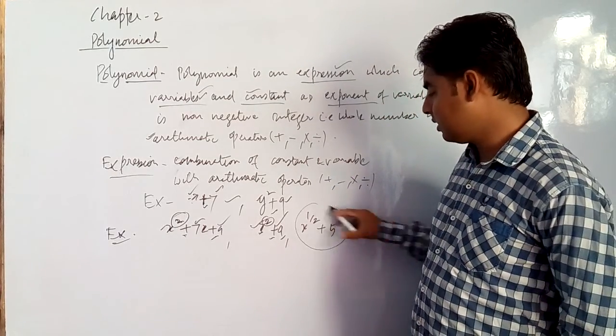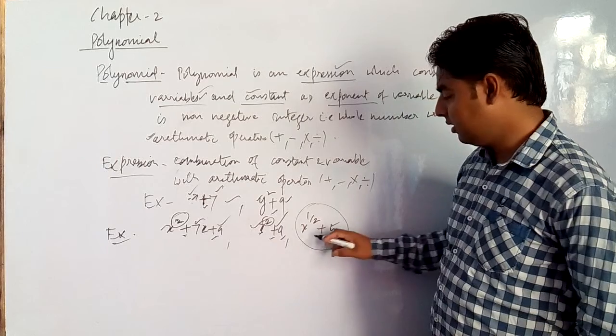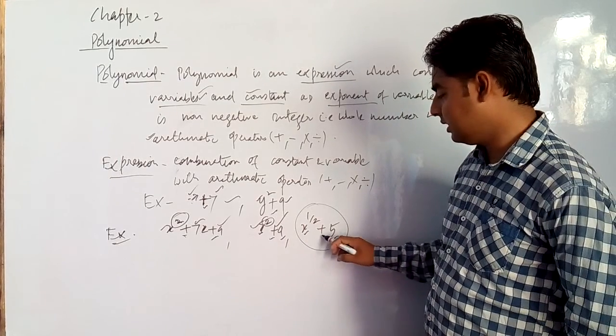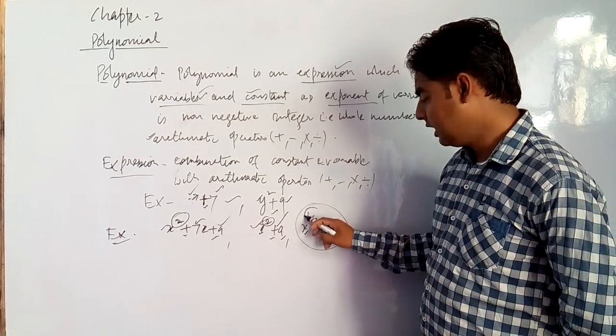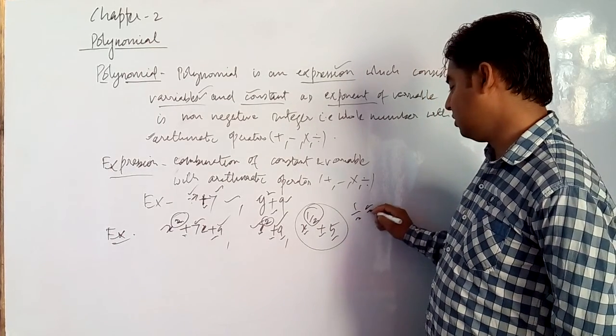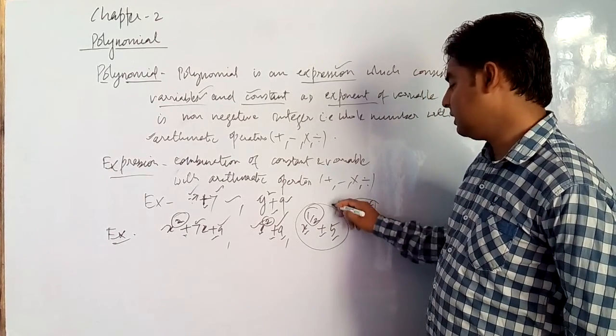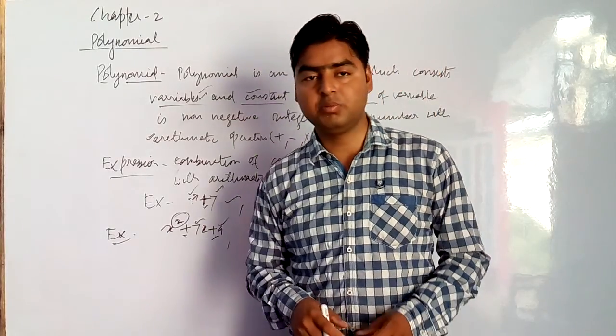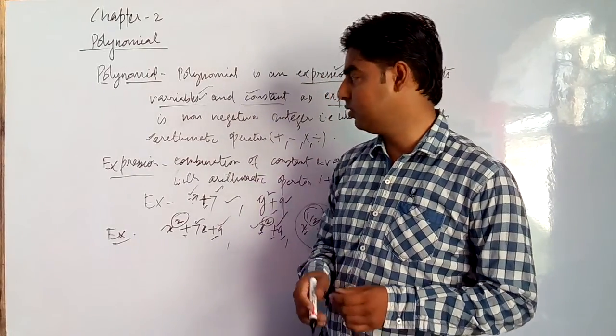But now when we check example number 3, here is a variable, here is a constant, and here is an arithmetic operator, but the exponent of the variable is not a whole number. Actually 1/2 is not a whole number, that's why it is not a polynomial. I hope you are able to understand what a polynomial is.